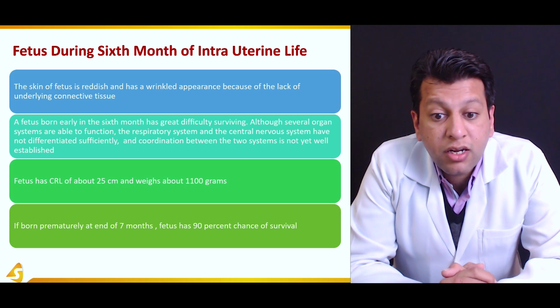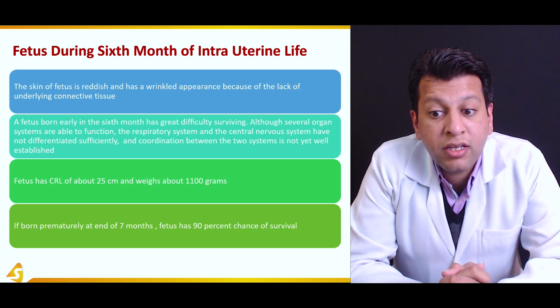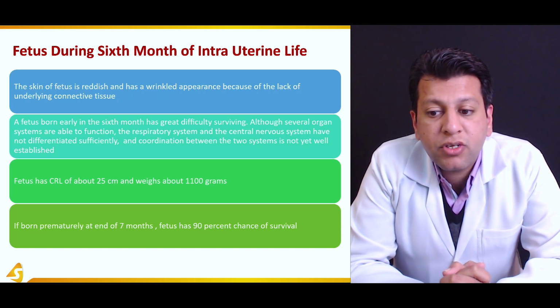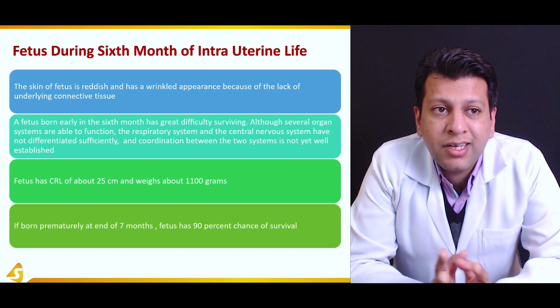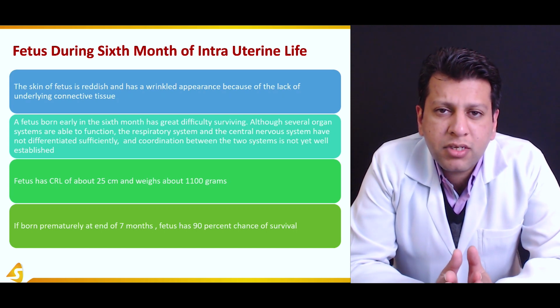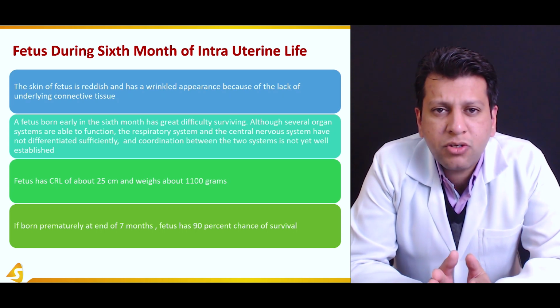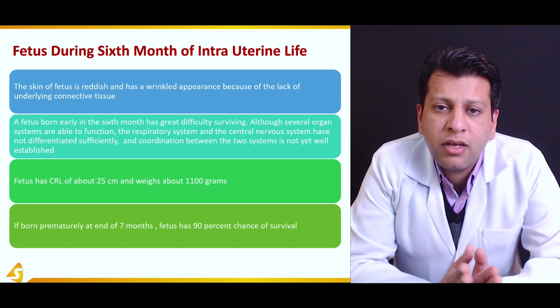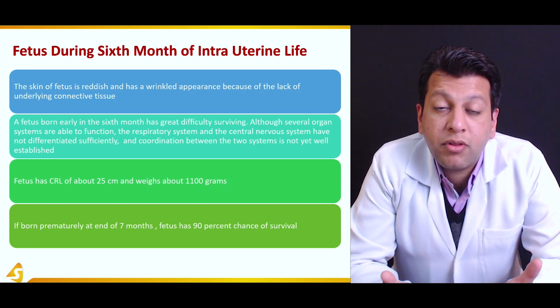A fetus born early in the 6th month has great difficulty surviving. Although several organ systems are able to function, the respiratory system and nervous system may not have differentiated sufficiently, and the coordination between the two systems is not yet well established. Usually, at the earliest by 6 months there is a chance, but a very slim chance. By 7 months, there is usually a high likelihood of survival if the lungs mature quickly, and usually a steroid injection is given to mature the lungs in case the baby is born prematurely, so that it can survive.